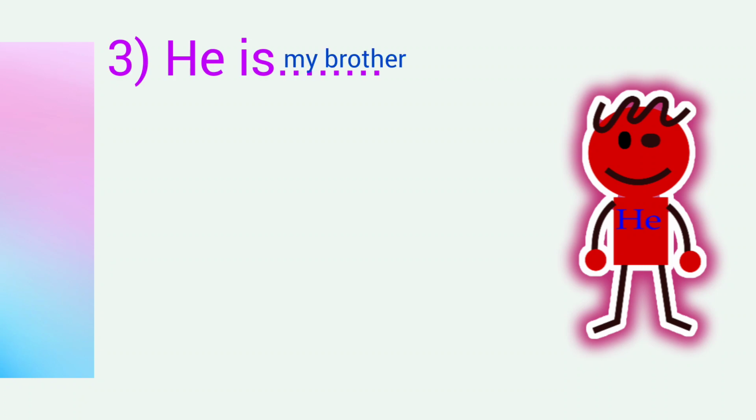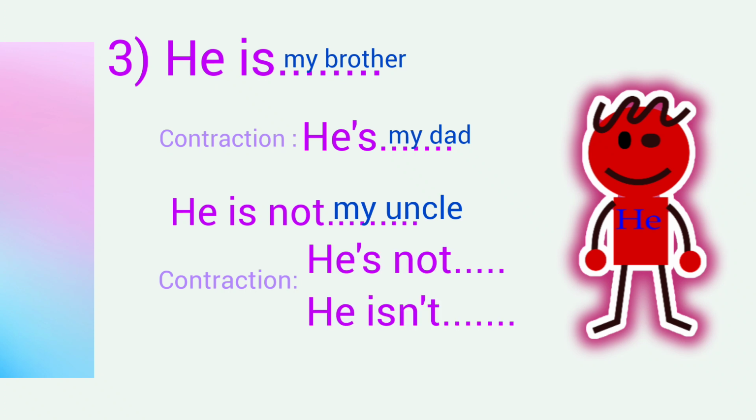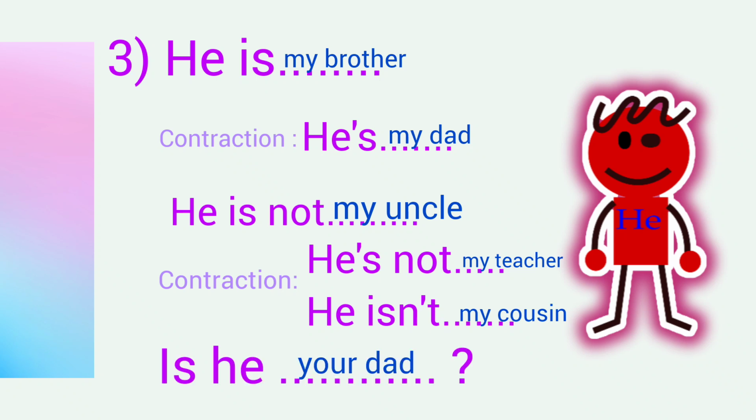3. He is. He is my brother. Contraction, he's. He's my dad. Negative form. He is not. He is not my uncle. Contraction, he is not or he isn't. He's not my teacher. He isn't my cousin. Question form. Is he your dad?